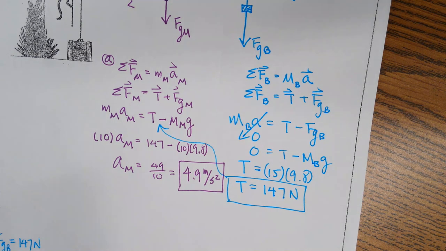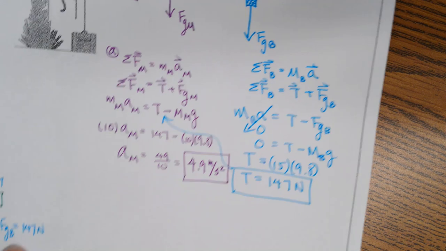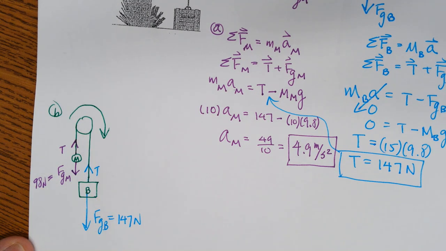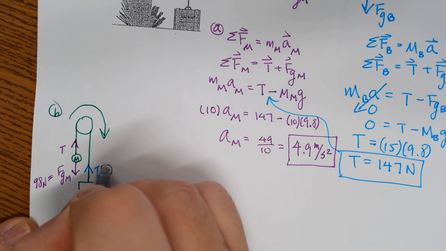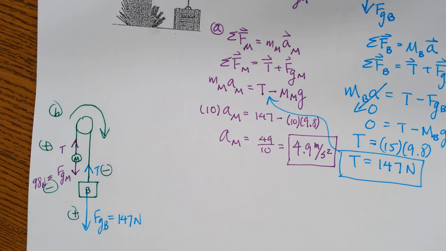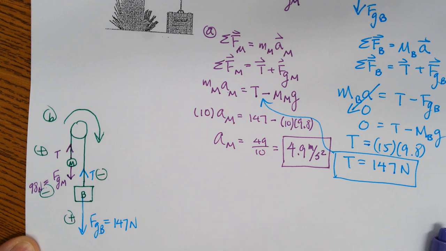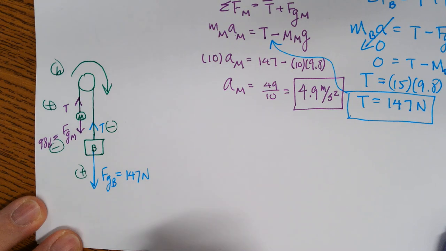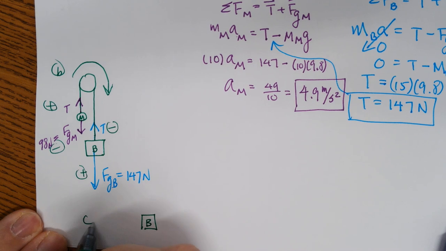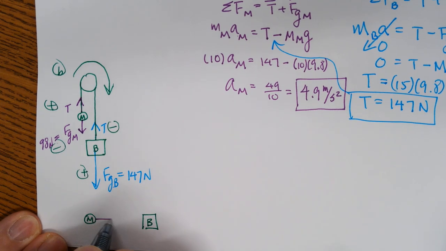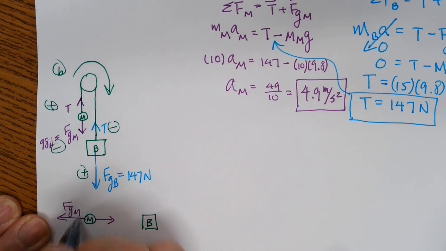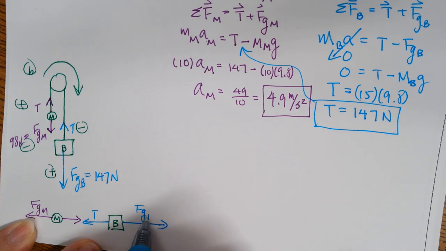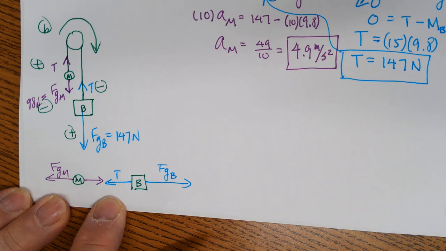So for part B, you just have to basically use the coupled system. So you know this is going to win. You know this is going to win. So it's going to travel in this direction. So this is going to be positive, this is negative, this is positive, and this is negative. Okay? So we can say, I guess you could do it like this if you want to. Here's the box, here's the monkey. Here's the tension, here's the Fg monkey, and then here's the tension, and here's the Fg box. Okay? You could think of it that way as a coupled system here.